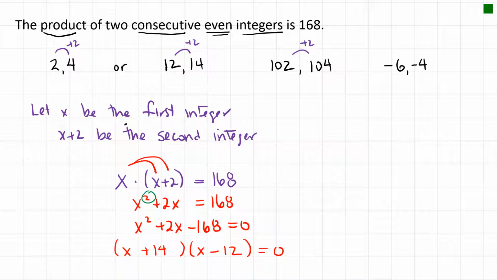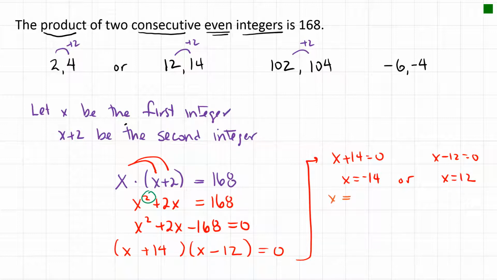Solving this quadratic equation, I get x plus 14 equals 0, so x equals -14, or x minus 12 equals 0, which means x equals 12. So if the starting number is -14, it means the next number will be -12. If my starting number is x equals 12, then my next number is 14. So here are my two solutions.